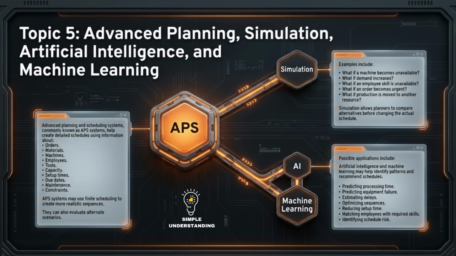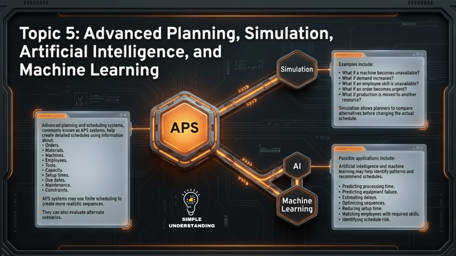Examples include, what if a machine becomes unavailable? What if demand increases? What if an employee skill is unavailable? What if an order becomes urgent? What if production is moved to another resource? Simulation allows planners to compare alternatives before changing the actual schedule.